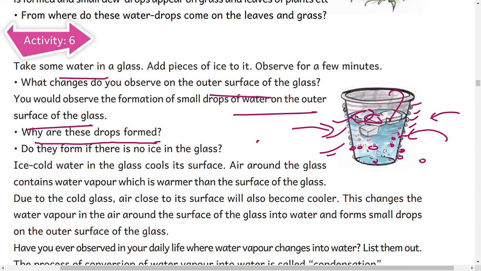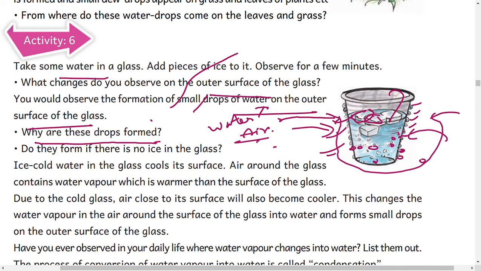See, we already know that air contains water vapor. Here, the air around the glass has a higher temperature compared to the outer surface of the glass. So whenever the water vapor present in the air gets cooled down with the help of the ice cubes, the low temperature is here. That's why the water vapor gets cooled and forms droplets of water on the outer surface of the glass.